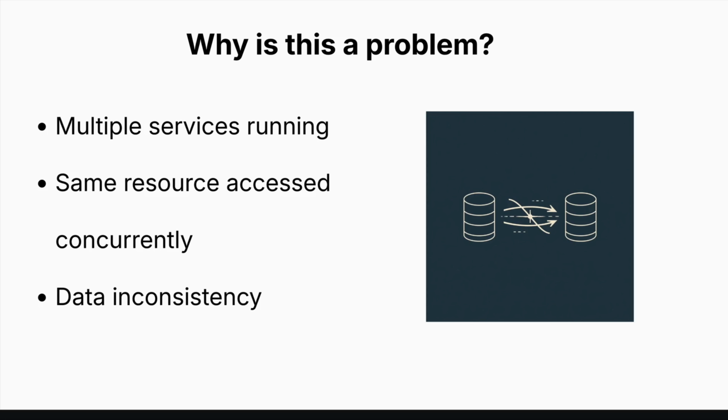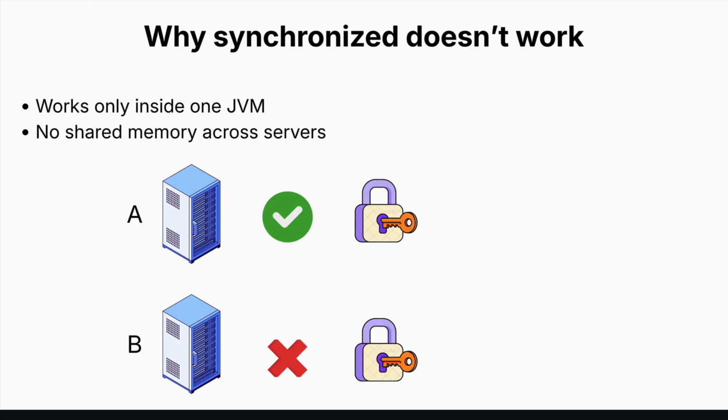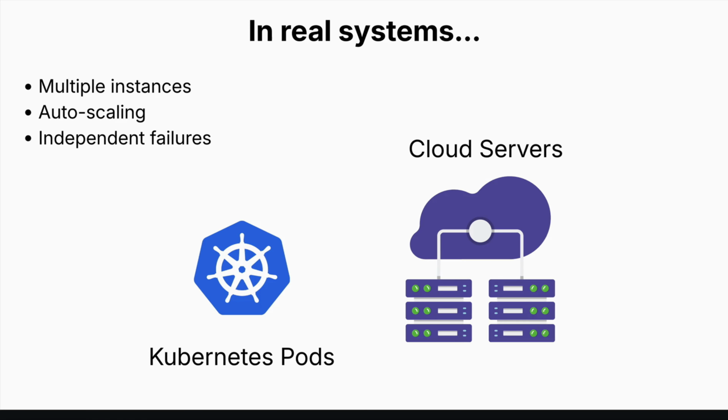Now, how can we handle it using a normal lock like synchronized or mutex? No, because such locks work only inside your application container. In a distributed system, different services don't share memory, so they don't even know that a lock has been acquired. In reality, distributed systems have multiple instances of the same service deployed across different machines, and they can fail independently. So concurrency issues are very common.